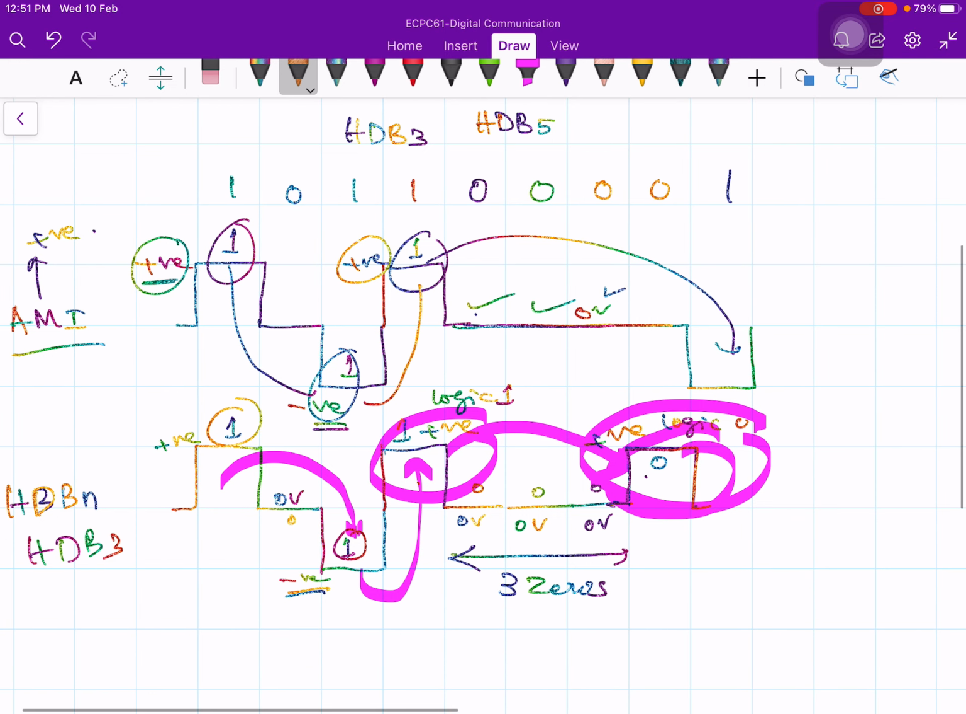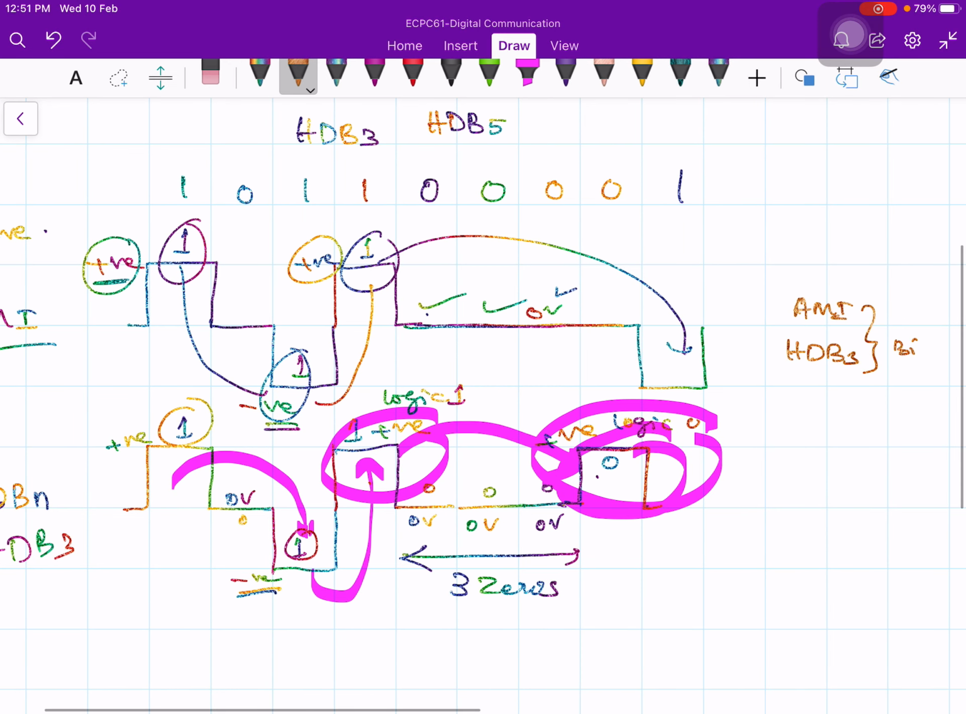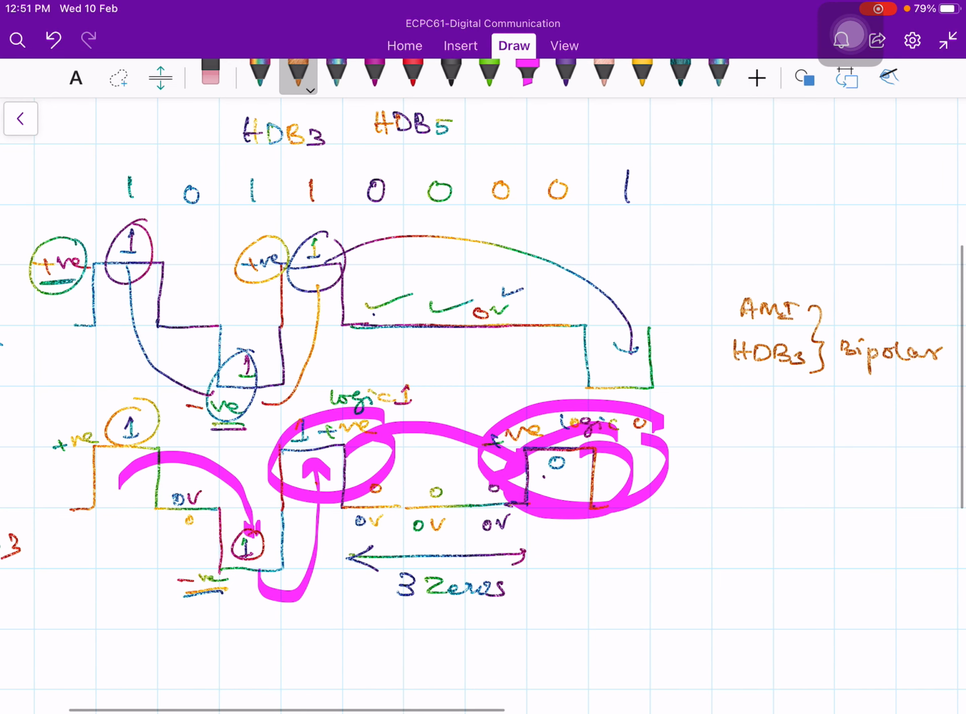Both AMI and HDB3 are bipolar because they use positive voltage, negative voltage and 0 voltage. So it's bipolar, right? They are transmitting not only positive and negative voltage levels, but also 0 voltage levels, here and here. Therefore, both AMI and HDB3 are bipolar.